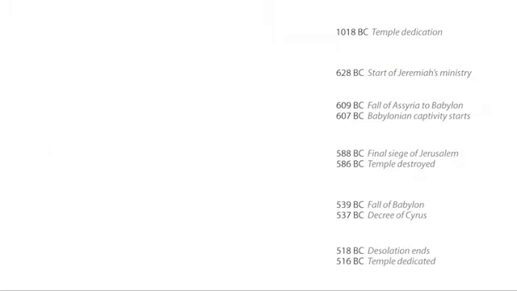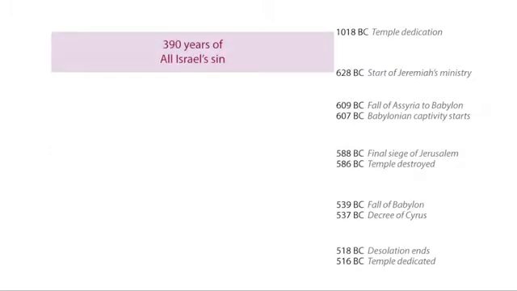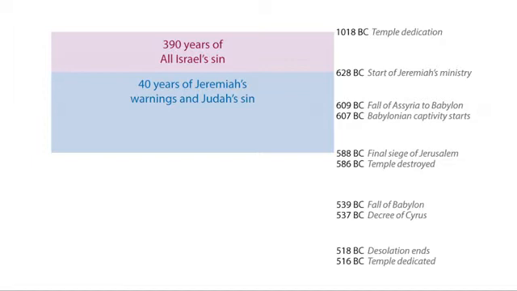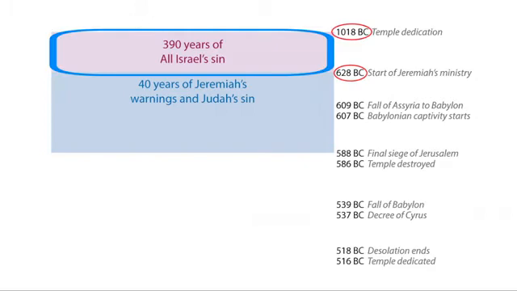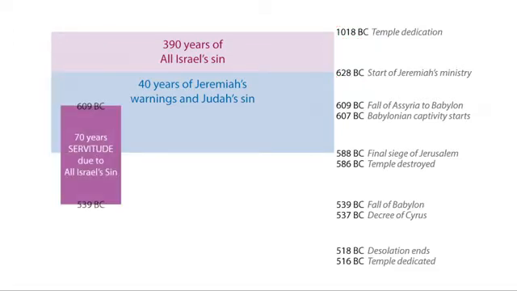The cause of the first judgment was the idolatry of the whole nation of Israel over a period of 390 years, from the temple's dedication in 1018 BC to 628 BC when Jeremiah began his ministry. At the end of these 390 years, well after the northern nation of Israel had been taken captive by Assyria, Jeremiah began his ministry, and for the 40 years from 628 BC to 588 BC, he warned Judah against idolatry. Also, God told Jeremiah that the 390 years of sin up to 628 BC would result in 70 years of servitude to Babylon.